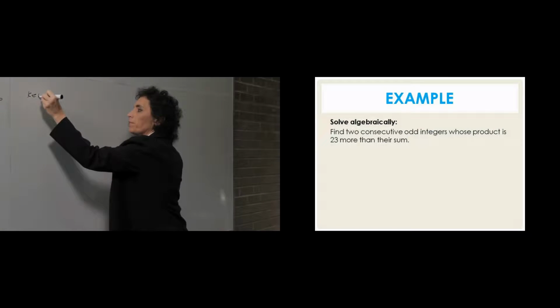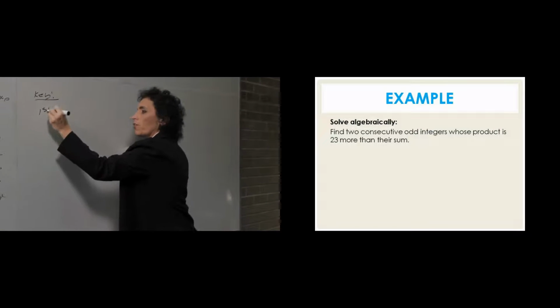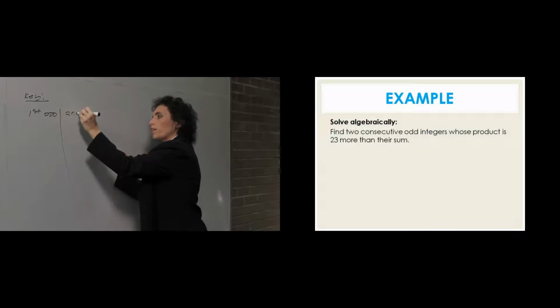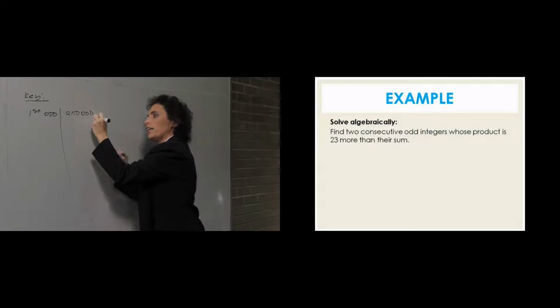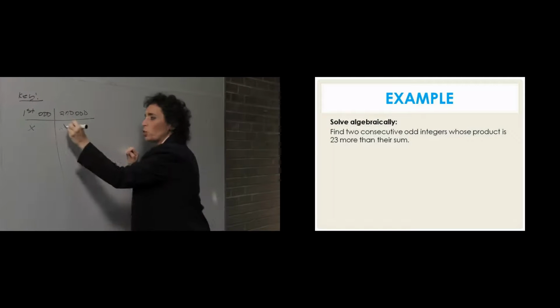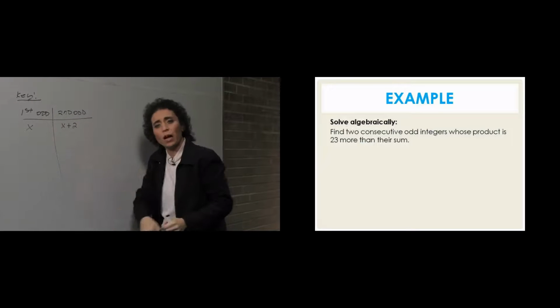Okay, here's the key. First odd. I feel like we're talking about my family. Second odd. Okay. First one is always x, odd, x plus 2. Remember, to get from one odd to the next, you have to add 2.